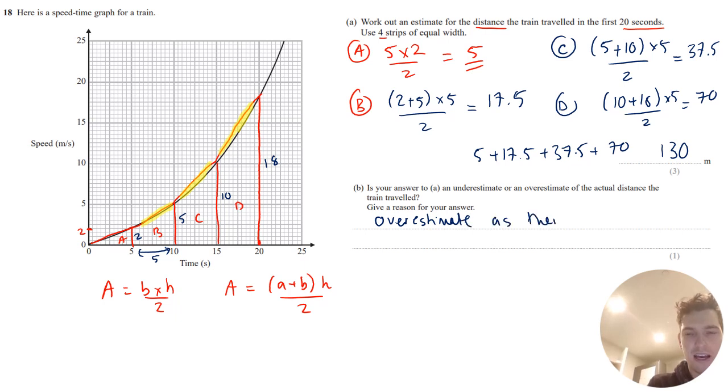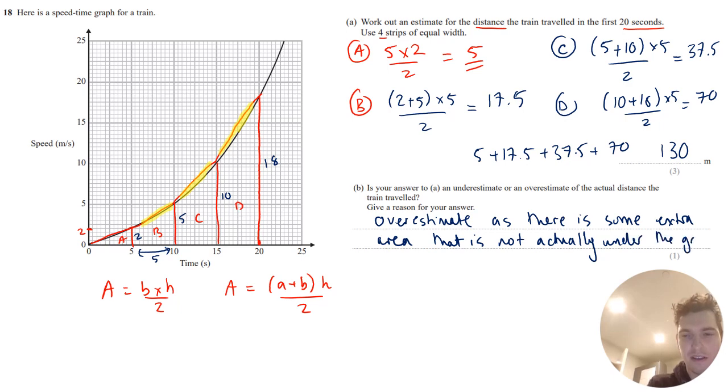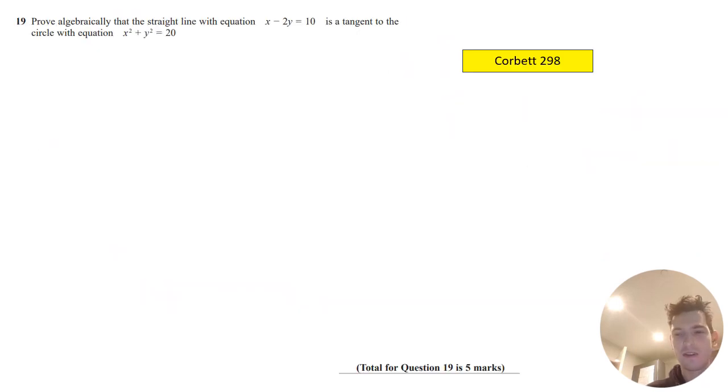as there is some extra area that is not actually under the graph, something like that. Those bits there highlighted, I have counted, but I shouldn't have because they're not actually underneath that curved line. Okay, let's keep going. Question 19.